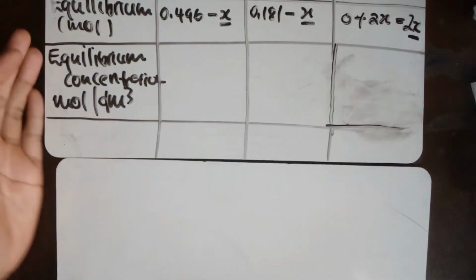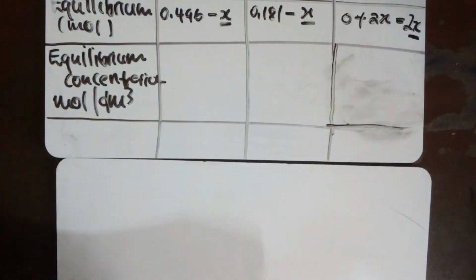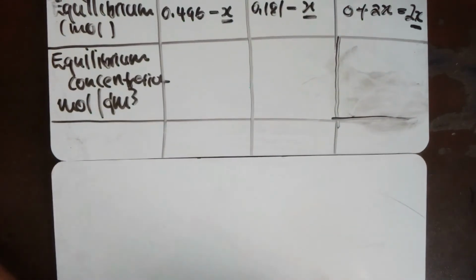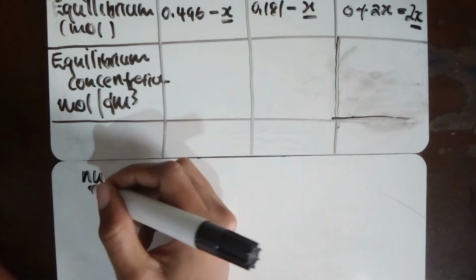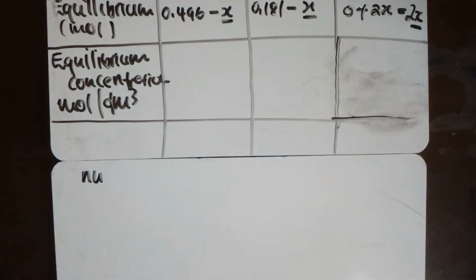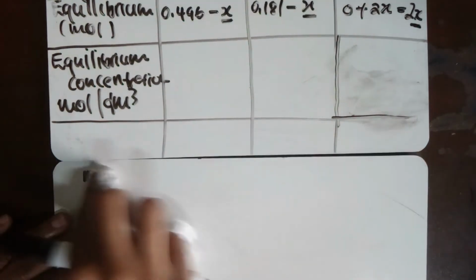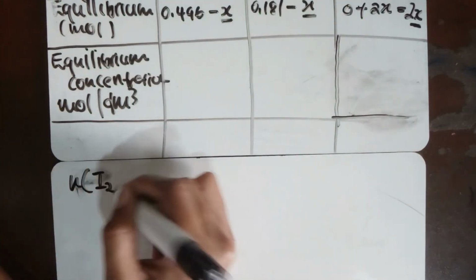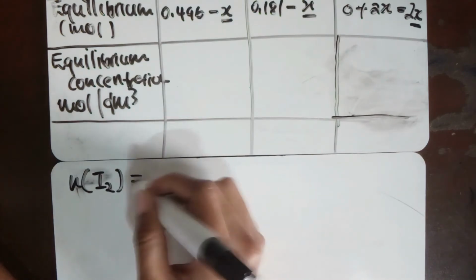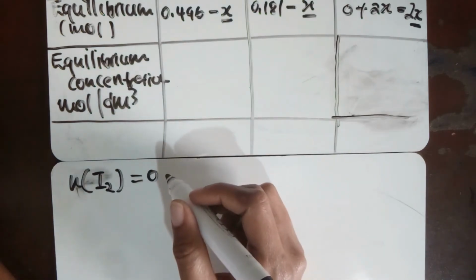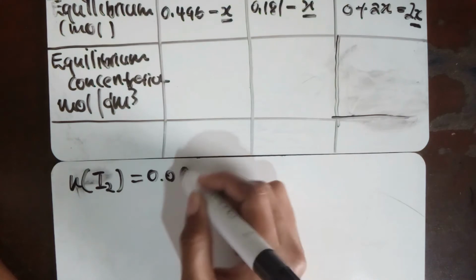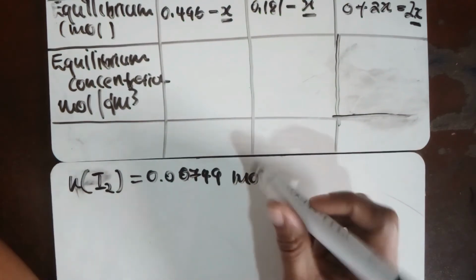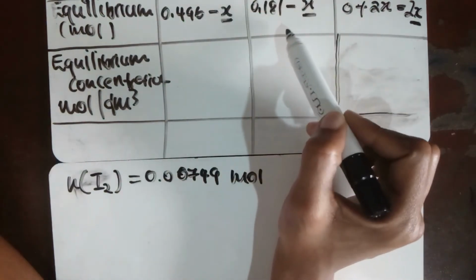So to determine that, you'll have to remember that they mentioned something important in our statement. They said to us that the number of moles, I don't want to write a number there actually. So the number of moles of iodine at equilibrium is... let me check the question statement again. It's 0.00749 moles, right? So we know the number of moles of iodine at equilibrium, right?